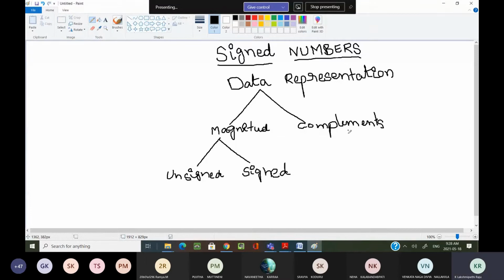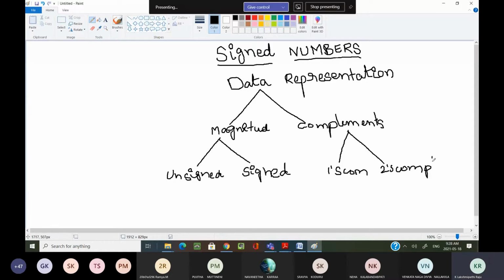Coming to the complements, here also two types. One's complement representation, one's complement. I'm not writing the complete word. Two's complement representation.